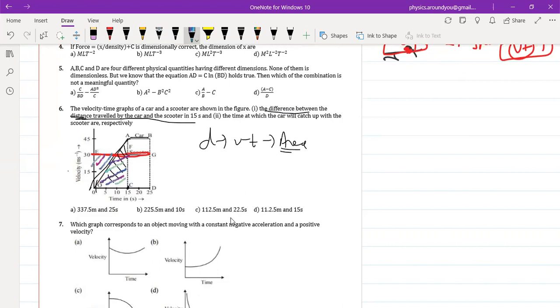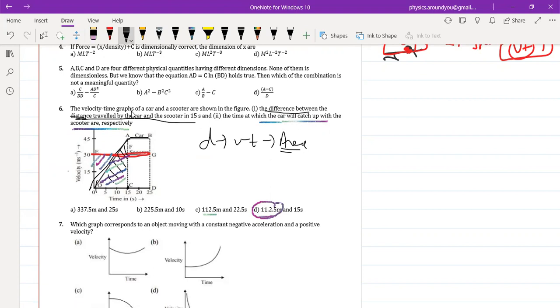If I look at the options, I see 112.5, 112.5. I think there's a typo over there. 112.5 would be right. So most probably it should be between C and D, because the examiner usually gives the right choices multiple times to confuse. So the approach is this: you calculate the area, you subtract them, and then the time at which the car will catch up with the scooter. Wow. Time at which the car will catch up with the scooter.